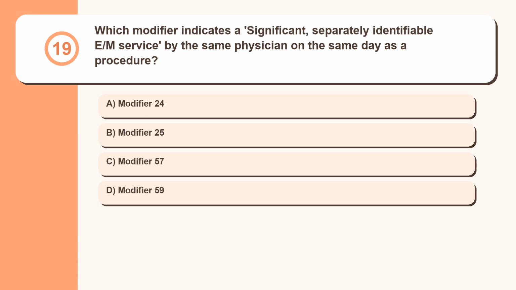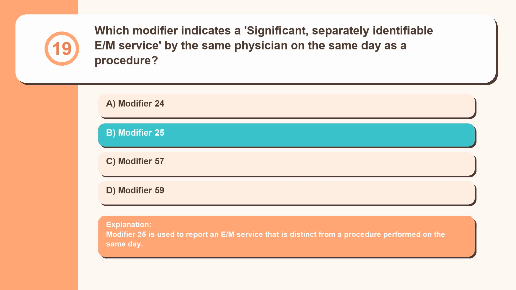Question 19. Which modifier indicates a significant, separately identifiable E/M service by the same physician on the same day as a procedure? Modifier 24, Modifier 25, Modifier 57, Modifier 59. Modifier 25 is used to report an E/M service that is distinct from a procedure performed on the same day.